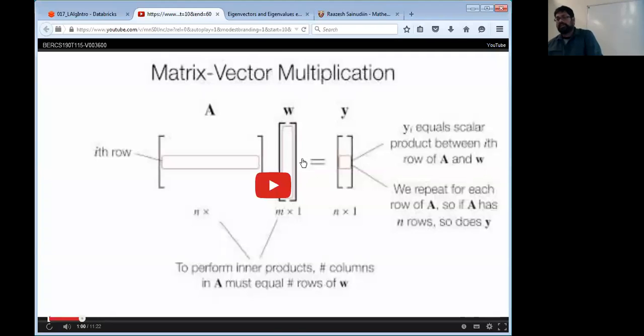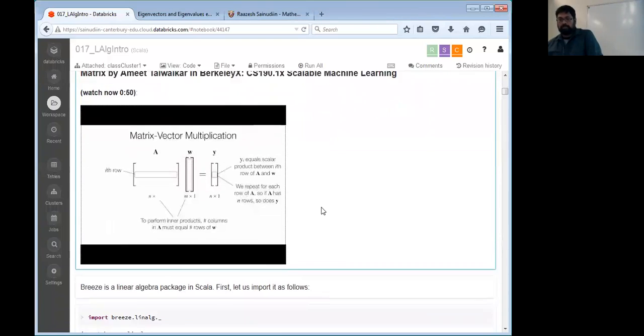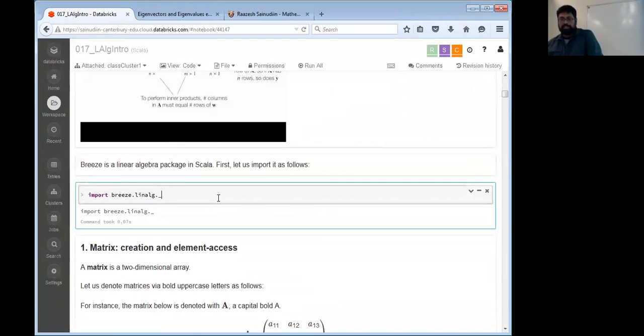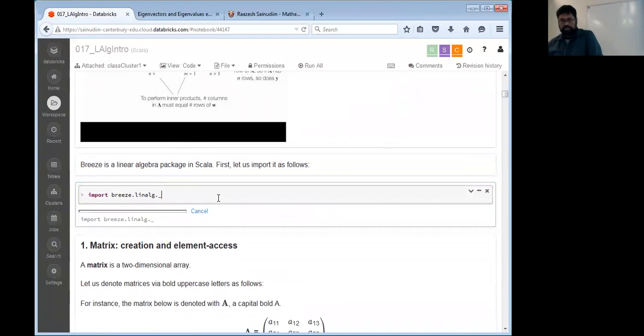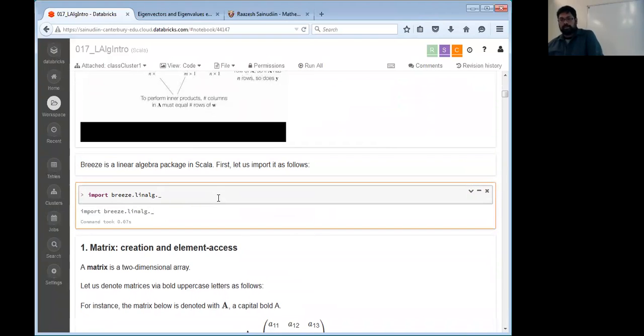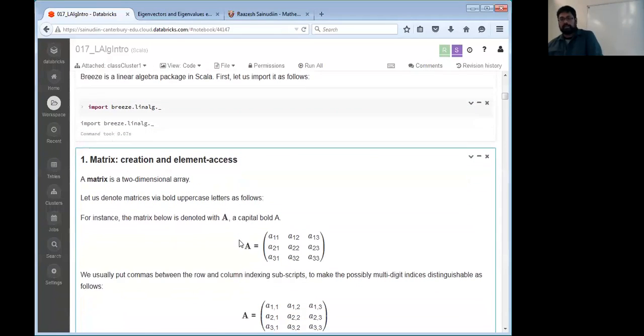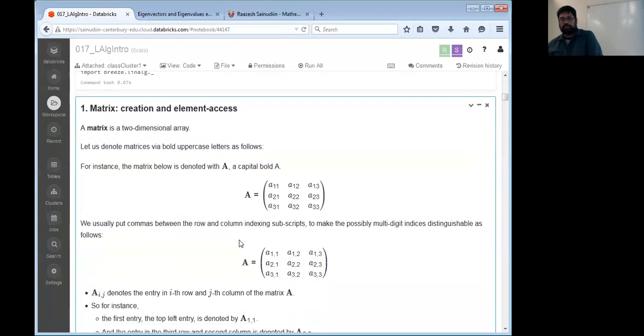Right, it's R because R is the set of real numbers. Okay, so now we know what a matrix is. What we do in Scala is we basically have to import this Breeze linear algebra package. Now we're able to do various linear algebraic computations.